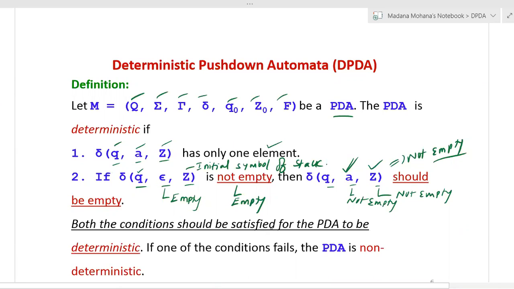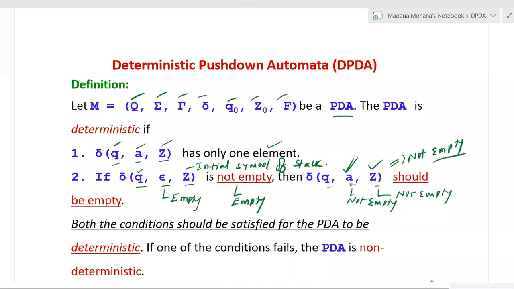Both conditions should be satisfied for the PDA to be deterministic. If one of the conditions fails, then the PDA is non-deterministic. Only that is the definition of deterministic pushdown automata. From a state with one input symbol and the symbol of the stack, it has only one element. Then from a state with empty input and the initial symbol of the stack, this is always empty.